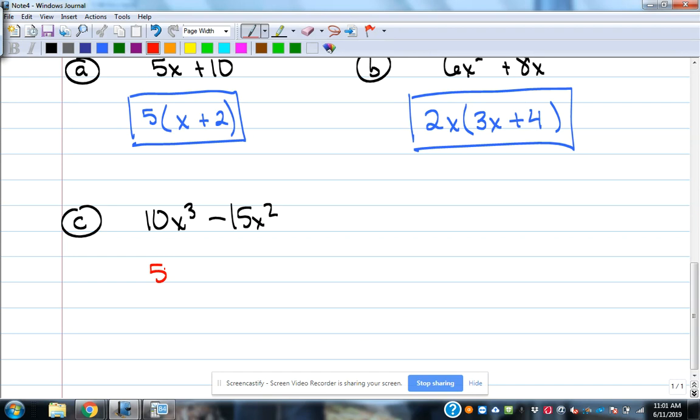How many x's do we have in common? 2. So that's going to be x squared for the GCF. This one has 3. This one has 2. They only have 2 in common. Now, getting what's left in parentheses. What times 5x squared would give me 10x cubed? 2x, good job. What times 5x squared would give me a negative 15x squared? Negative 3, good job. There's the factored form for example C.